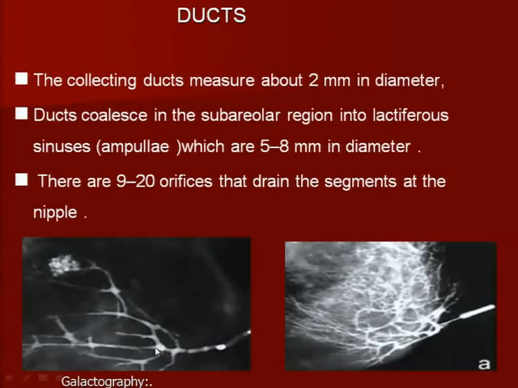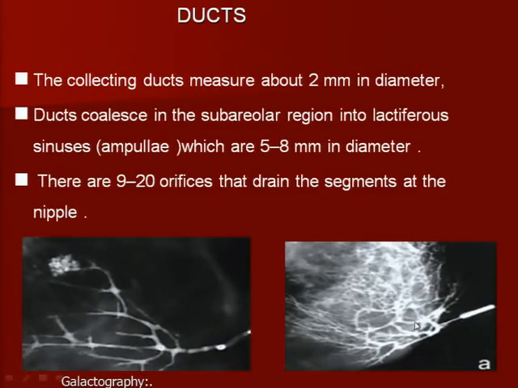This is on a galactography. You can see each duct is about 2 millimeters in diameter. They all coalesce around the subareolar region near the areola, and they form a lactiferous sinus or an ampulla.